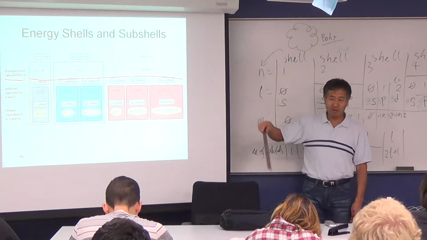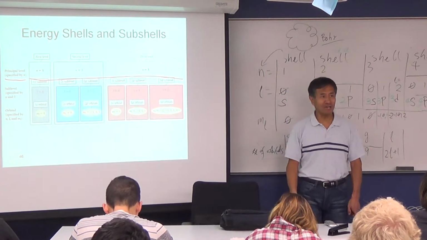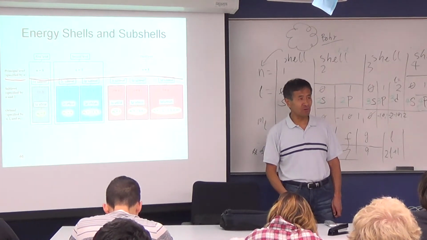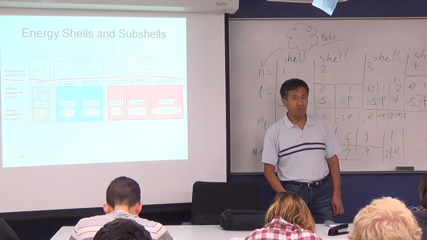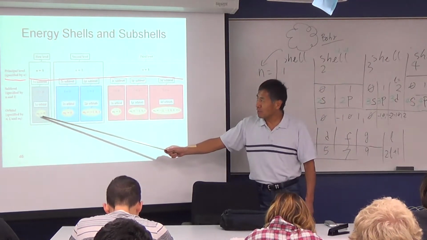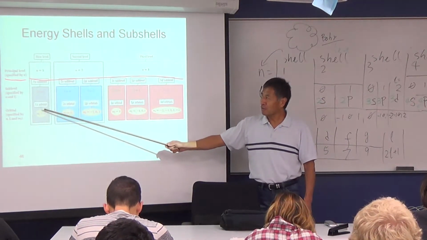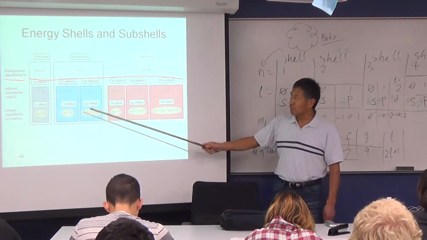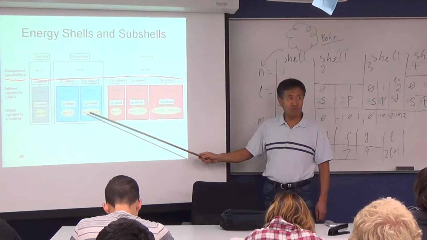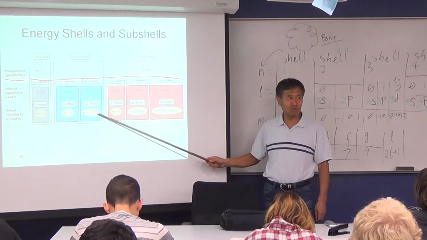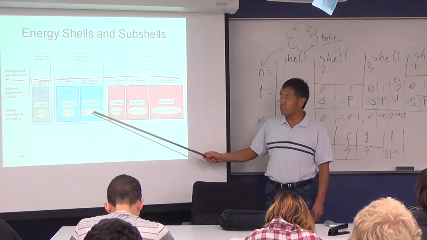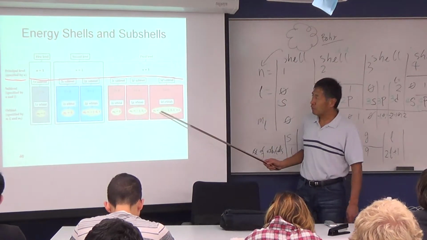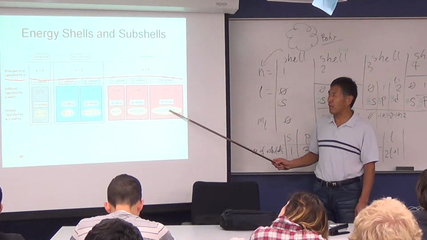Now you can figure out what the ml is. Think about the equation for ml. ml depends on the l. For l is 0, there is only one ml. For l is 1, you have 3 ml values, that means -1, 0, and +1. And these 3 numbers tell you we have 3 of those orbitals. And for l is 2, you have 5 numbers here, which means we have 5 of those orbitals.